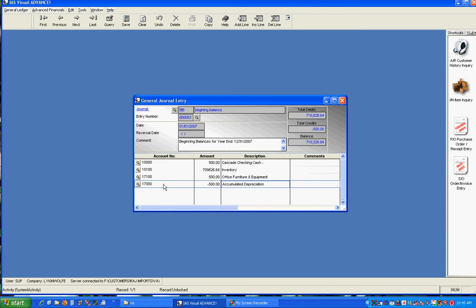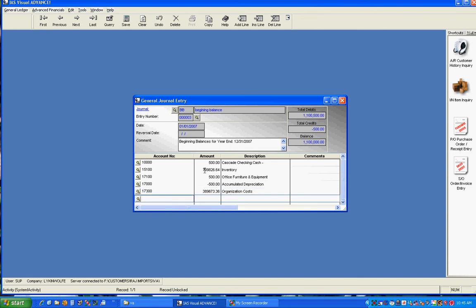Okay, the next thing we're going to put in is our goodwill, and we had an account number for that, F3, which is our 17300, and that was our organizational costs. And that is valued at $389,673.36.